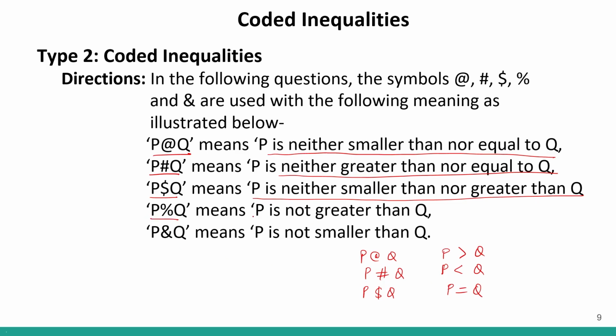P percentage q means p is not greater than. So if it is not greater, that means it will be smaller or equal. And p and q means p is not smaller. So if it is not smaller, that means it could be either great or equal. So I have converted the coded inequalities into direct inequalities. Correct? Now, let us solve the questions based on this information.